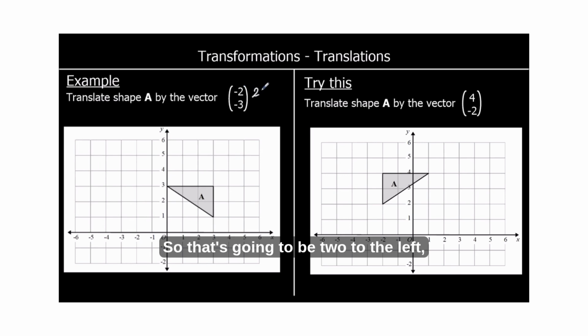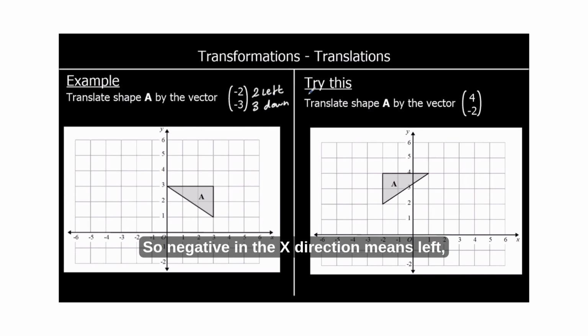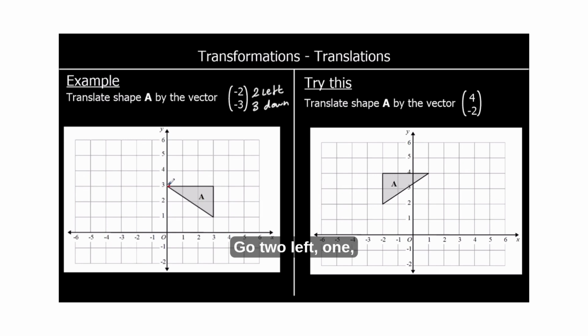So that's going to be 2 to the left, -2 in the x direction, and 3 down, -3 in the y direction. So negative in the x direction means left, positive means right, and in the y direction, positives up and negatives down. So we're going 2 left, 3 down. So pick a point, go 2 left, 1, 2, 3 down, and then we can draw the shape on.